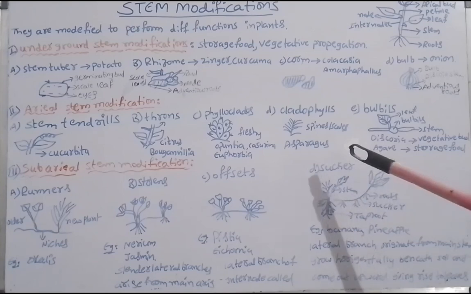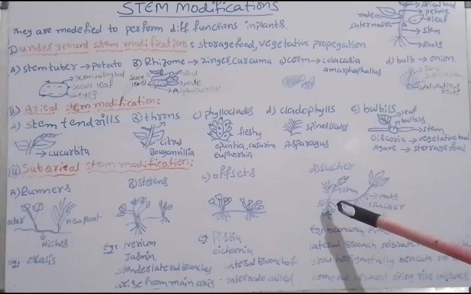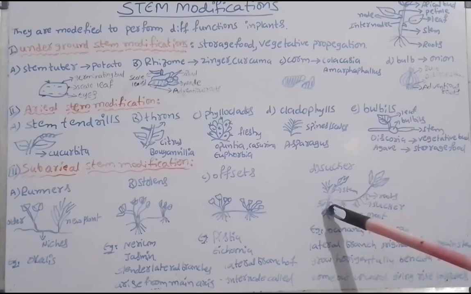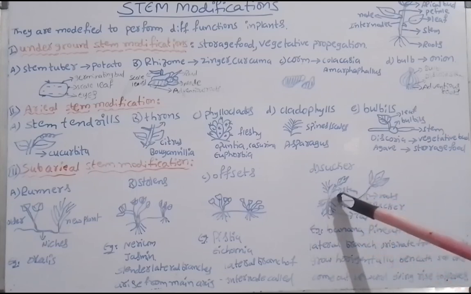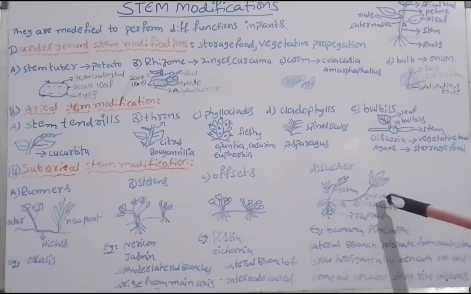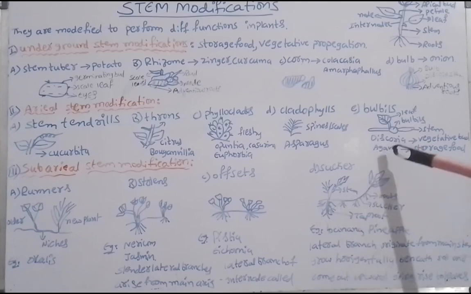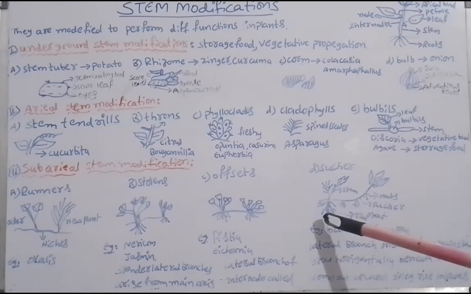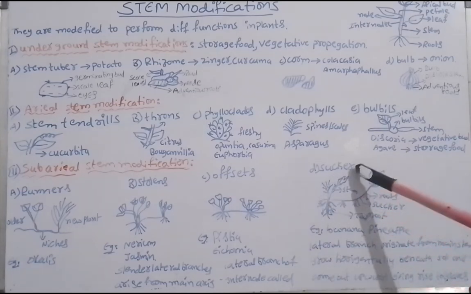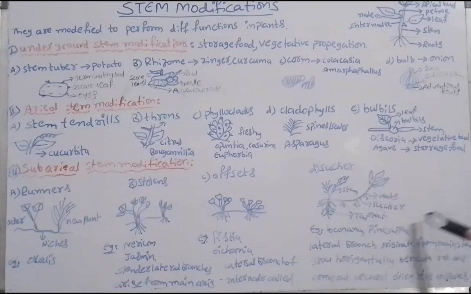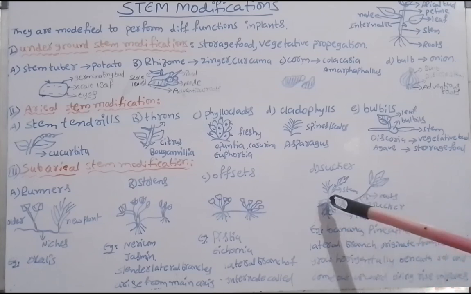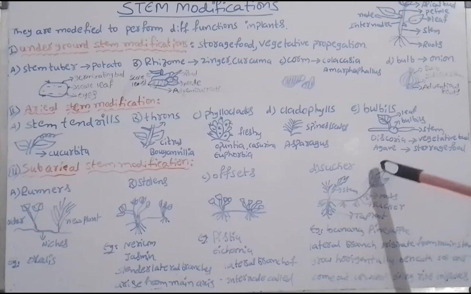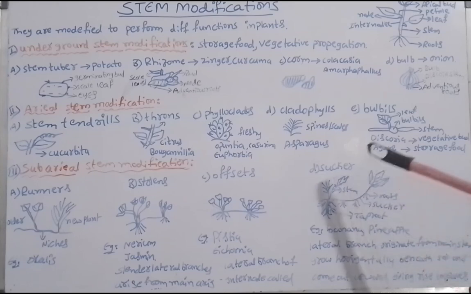Next one, suckers. We can observe these suckers in banana, pineapple. So see here, the lateral branches originate from the main stem. The lateral branches develop from the main stem and grow horizontally beneath the soil, then come upward giving rise to leaves. So here, this is roots, this horizontal part is called sucker, this is taproot system. See here, horizontal growth, then come upward, leaves are developed. So this is called suckers.